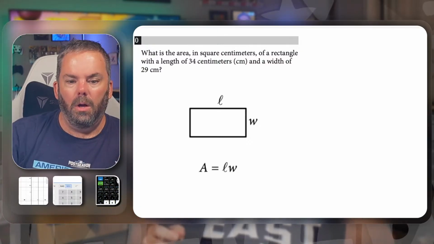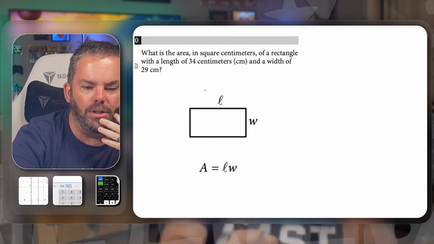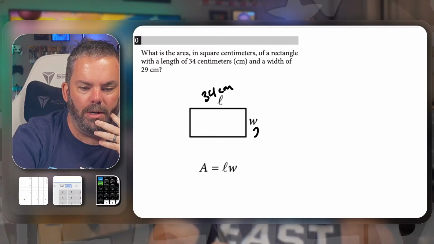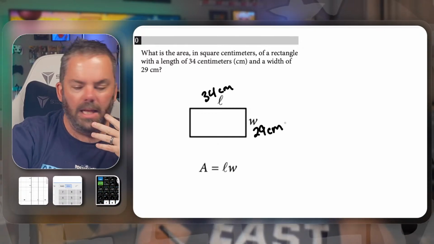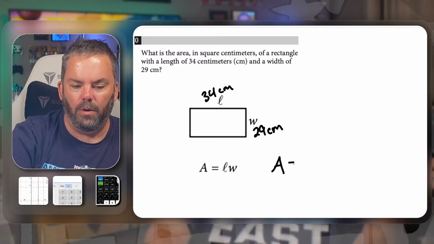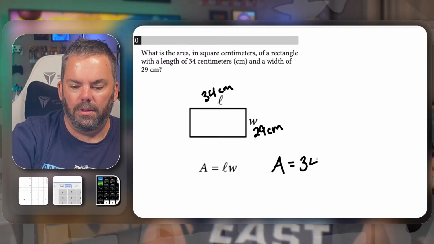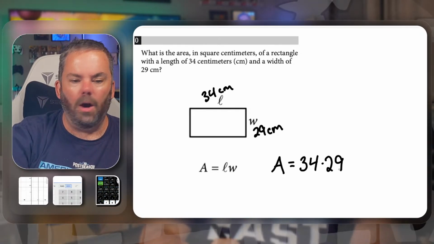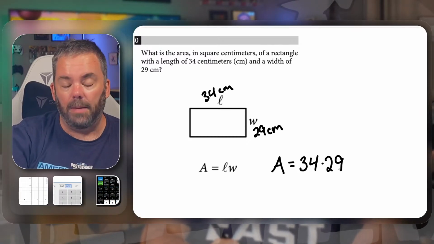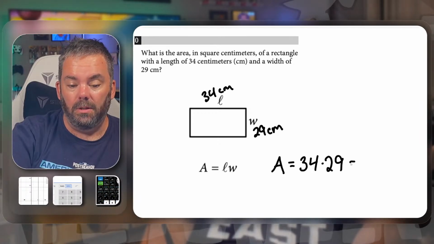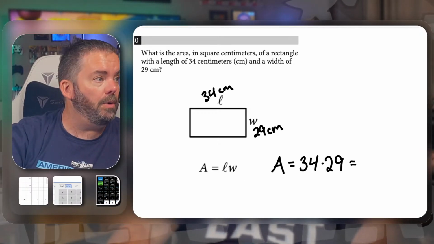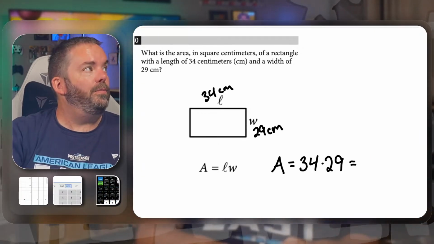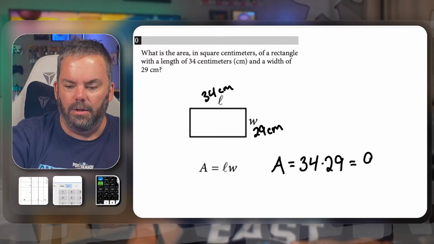What do we now know? We now know that the length is 34 centimeters and the width is 29 centimeters. And so all we have to do is apply the formula: area equals the length times the width. They already took care of the units for us. We don't have to type in the units on the SAT. They're really just asking us to multiply those two numbers. I can't multiply those numbers in my head, so I'm going to go to my calculator. 34 times 29. The answer is 986.